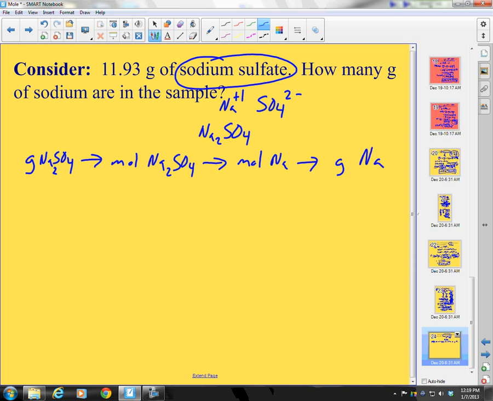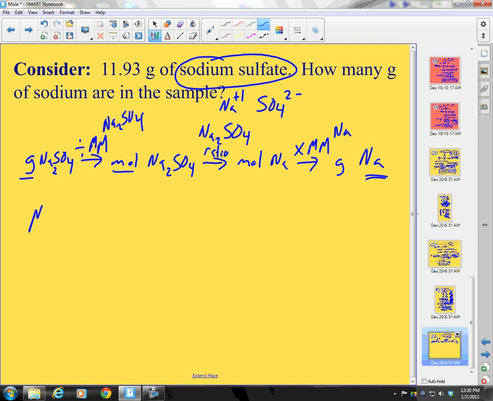How do I go from grams to moles here? Well, I divide by my molar mass. How do I go from moles of sodium sulfate to moles of sodium? I multiply by the ratio, right? The ratio of sodium to sodium sulfate. And then here, how do I go from moles to grams? I multiply by molar mass. This molar mass is sodium sulfate. This molar mass is just sodium, right? I have only sodium here. You ready to give it a shot?